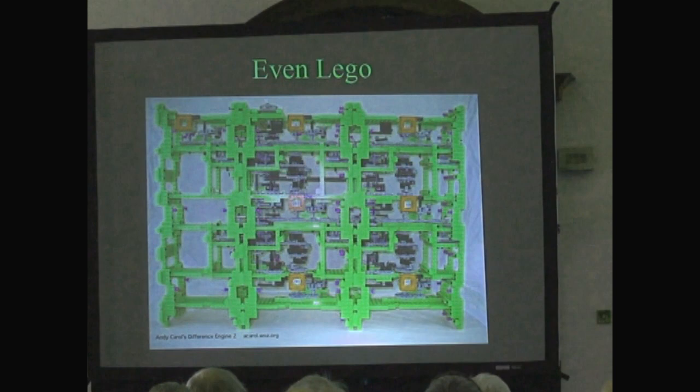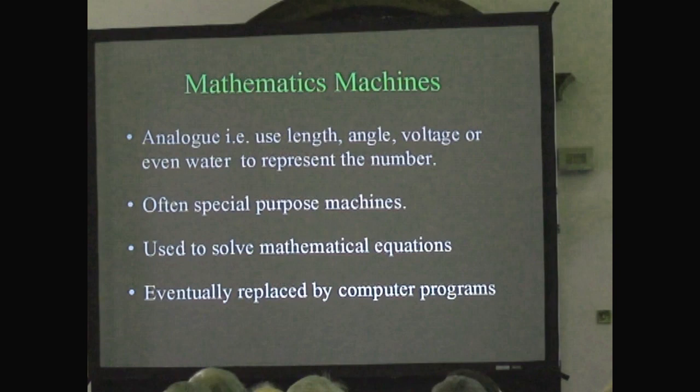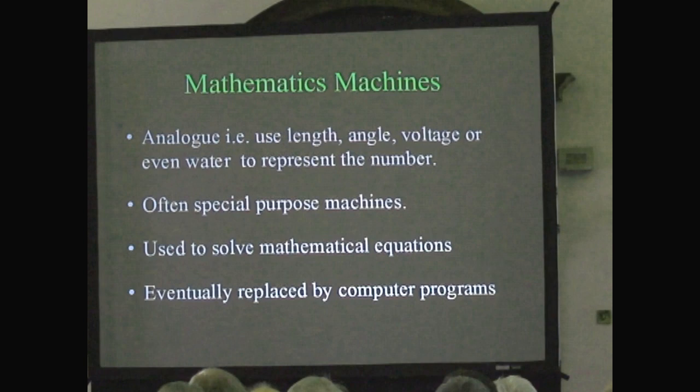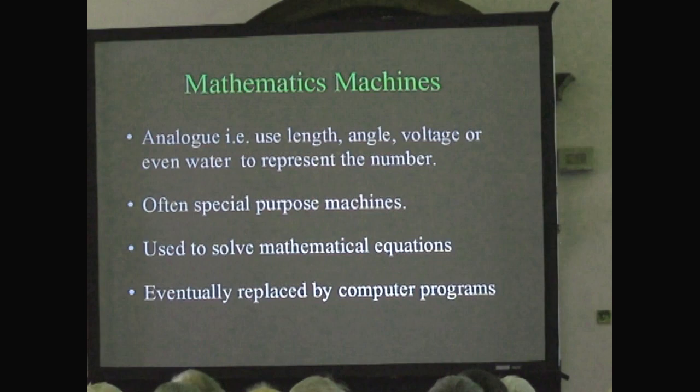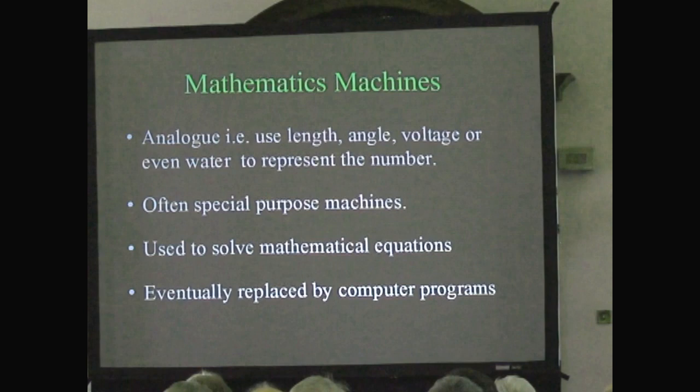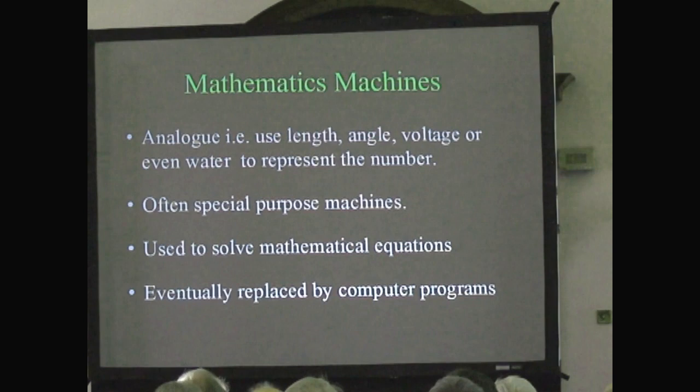Okay, let's move on to machines which do maths rather than arithmetic. And they all use some sort of analogue of the numbers: length, angles, voltage, even water will come to it in one case. They're often special purpose machines rather than general purpose, and they solve mathematical equations, and eventually they just evaporated completely once people wrote programs to do it.